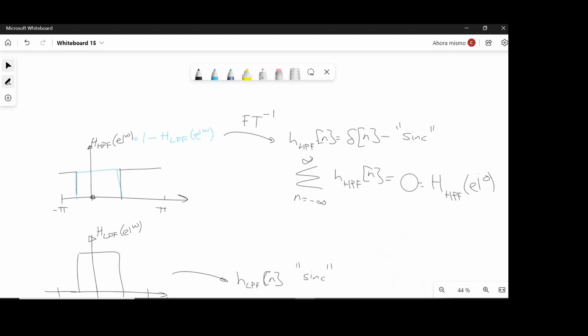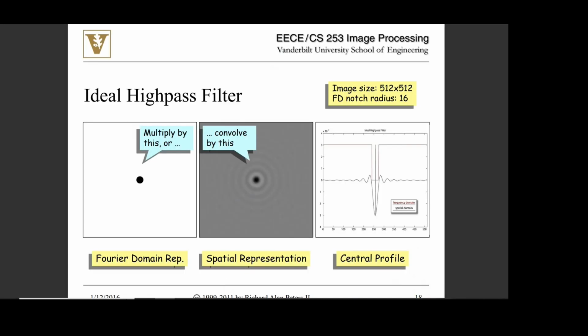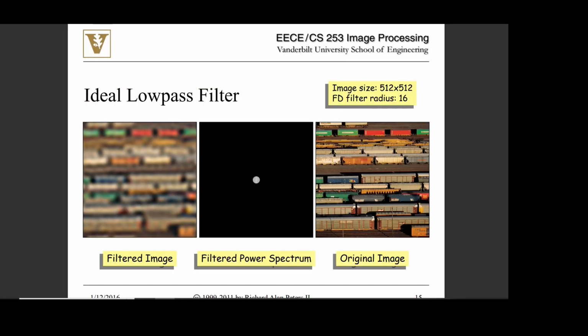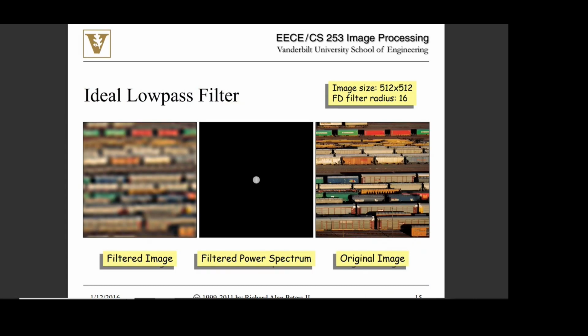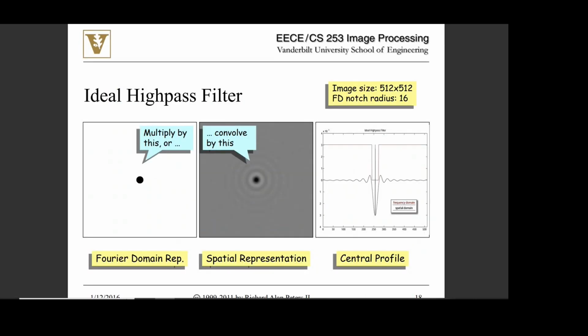So all these samples, the sum of all these samples has to be 1. The sum is 1, you see, you have the delta minus the sinc. And the sum of all these values has to be 0.